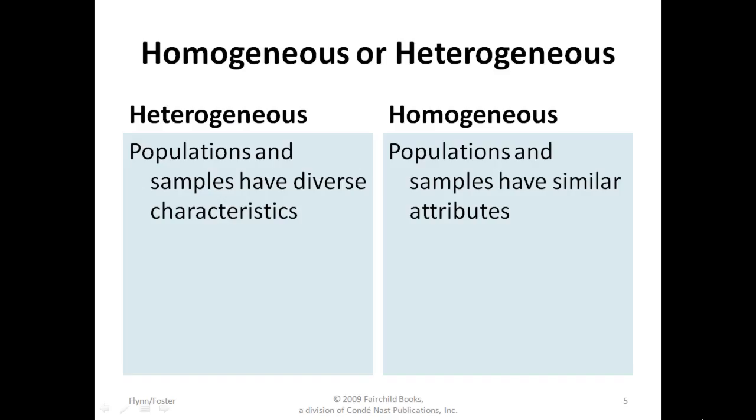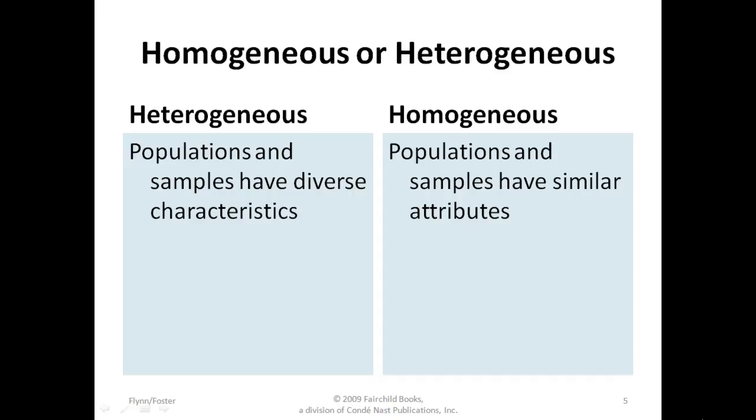Next are the terms homogeneous and heterogeneous, the two types of populations you can have in samples. A heterogeneous sample has diverse characteristics. If you looked at all Texas Tech University students, they would be diverse because they would have different majors, different minors, and they would come from many different states, cities, and countries. So that would be a heterogeneous population.